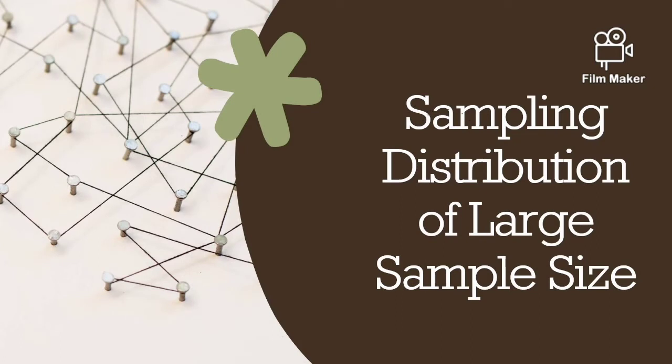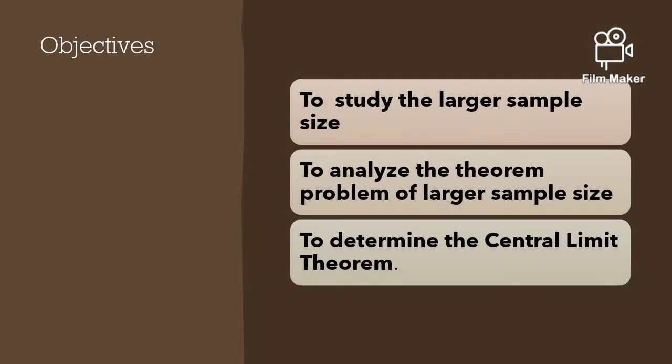Our topic for today is the sampling distribution of large sample size. Objectives: number 1, to study the larger sample size. Number 2, to analyze the theorem problem of larger sample size. Number 3, to determine the central limit theorem.